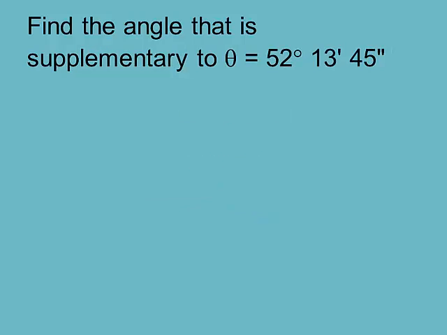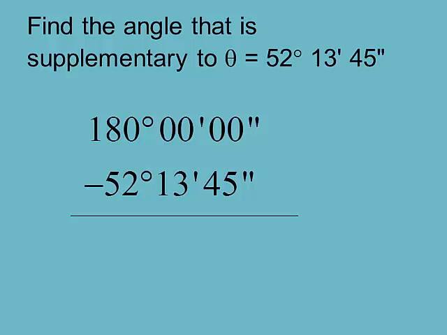Well, you probably saw this coming as the next problem. Find the angle that is supplementary to 52 degrees, 13 minutes and 45 seconds. Supplementary angles add up to 180. Same process as before. We're doing the exact same thing. We're just going to use 180 instead of 90. Same borrowing and everything. So I set it up 180 minus 52 degrees, 13 minutes, 45 seconds.